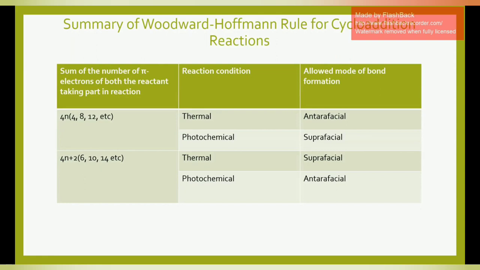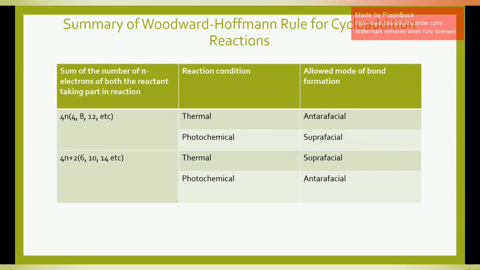Based on the previous discussion, we can summarize the Woodward-Hoffmann rule for cycloaddition reaction in a tabulated form. If the number of pi electrons of both the reactants taking part in the reaction is 4n, that is 4, 8, 12, etc., under thermal condition, the allowed mode of bond formation will be interfacial, while under photochemical condition, the allowed mode of bond formation will be superficial.